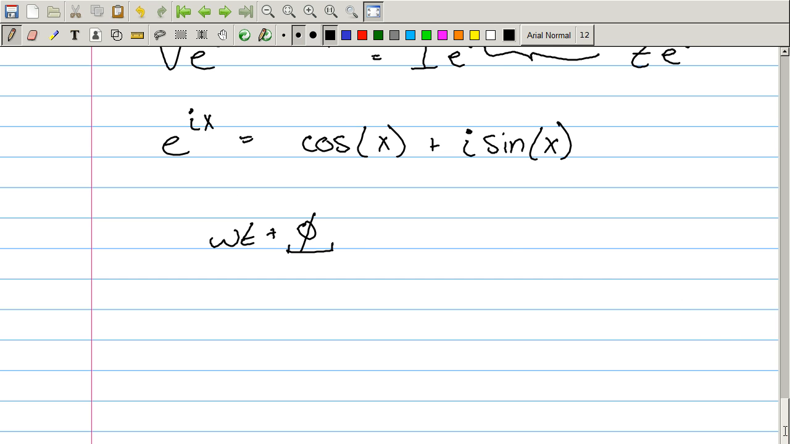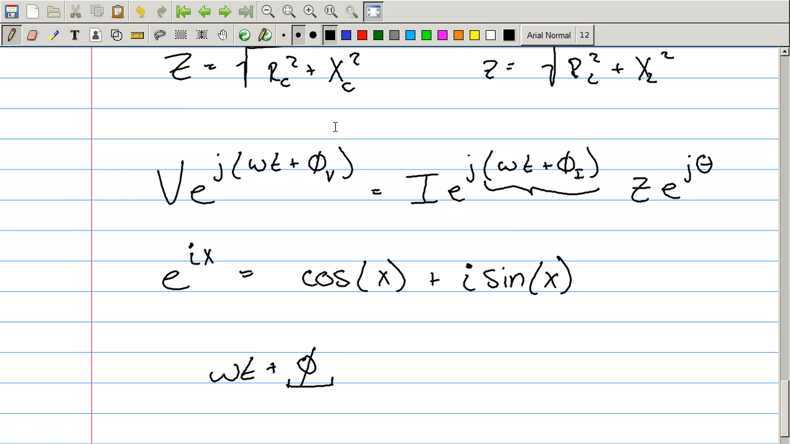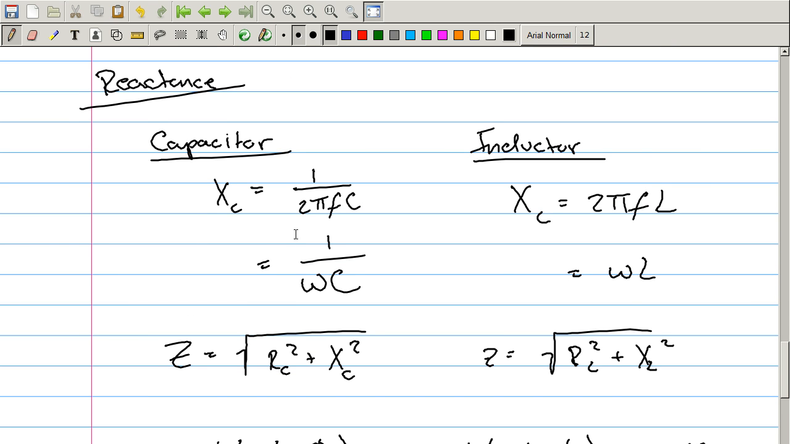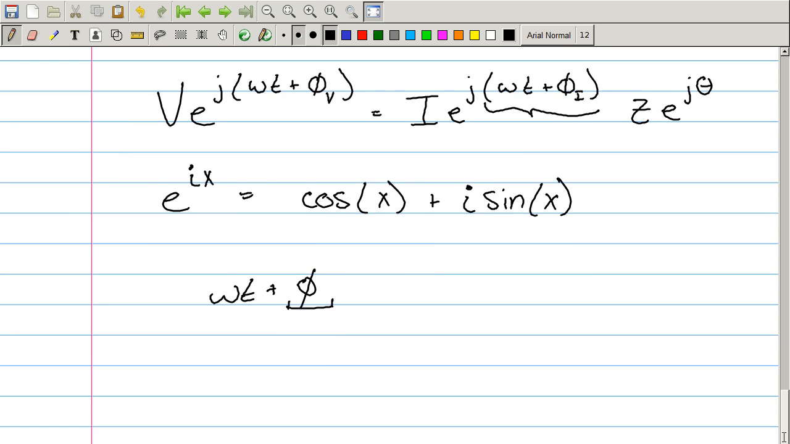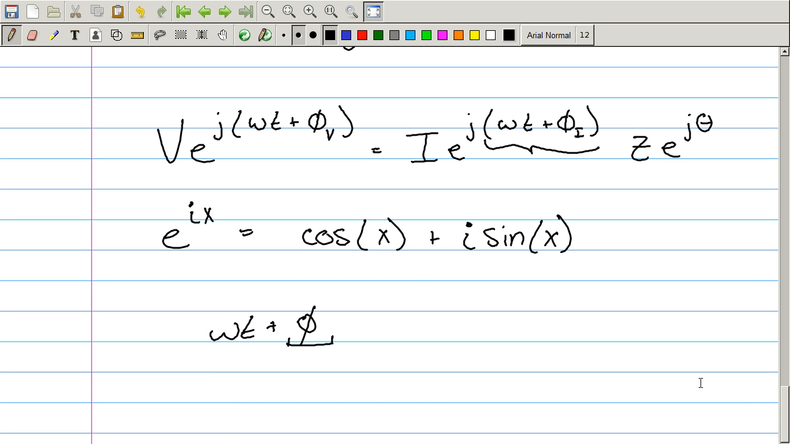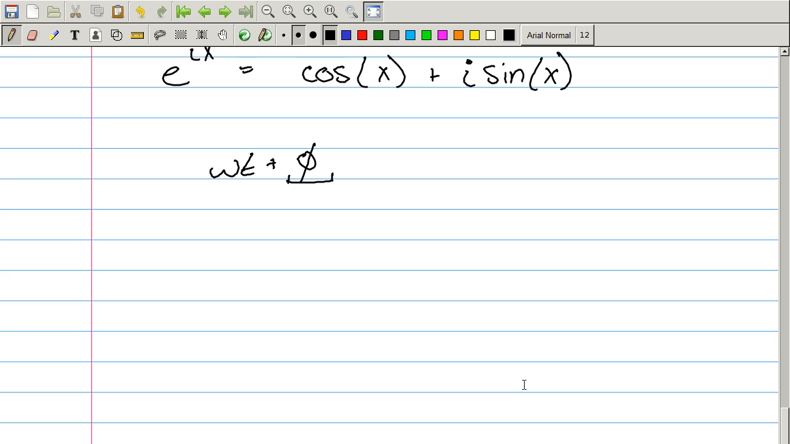So if you do the complex math here with Ohm's law and using the proper impedance formula for the capacitor and the inductor, and you sum that all together, you can calculate the phase shift between the current and voltage in a system.